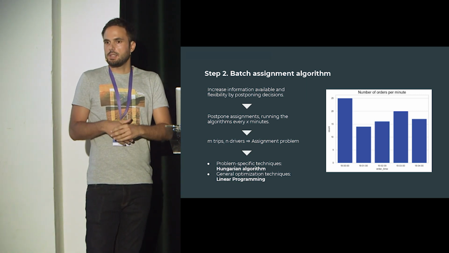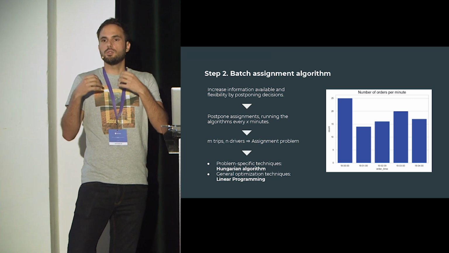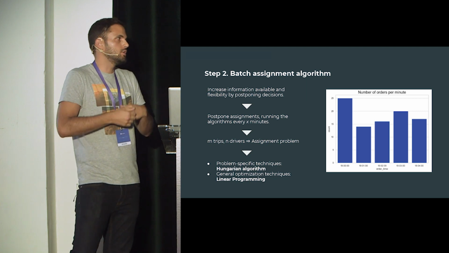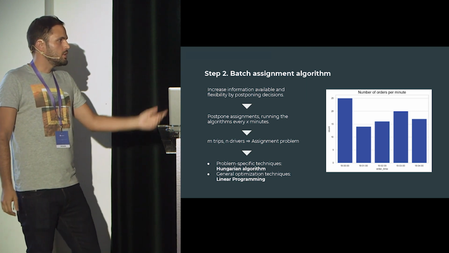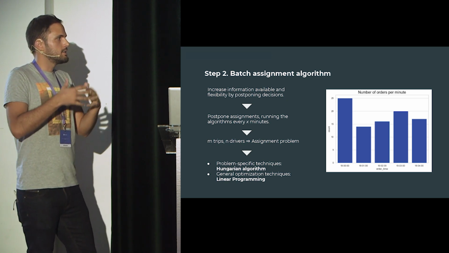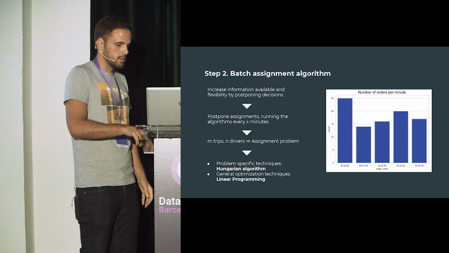The only problem is the Hungarian algorithm is a very efficient algorithm, but if you want to evolve it, if you want to add more complex stuff to your model, it doesn't work, so you need to change it. So I'm going to use linear programming for this, which you'll see is a more general technique that allows you to add more complex stuff.